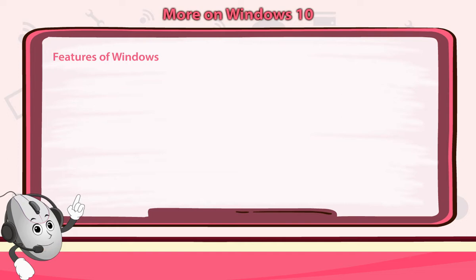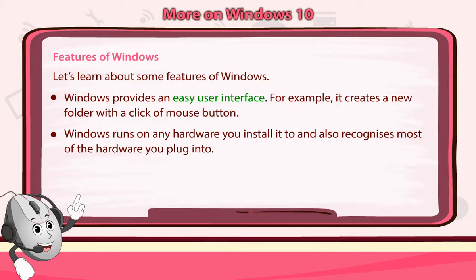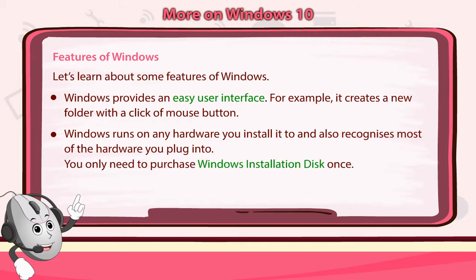Features of Windows. Let's learn about some features of Windows. Windows provides an easy user interface. For example, it creates a new folder with a click of a mouse button. Windows runs on any hardware you install it to and also recognizes most of the hardware you plug into. You only need to purchase the Windows installation disk once.